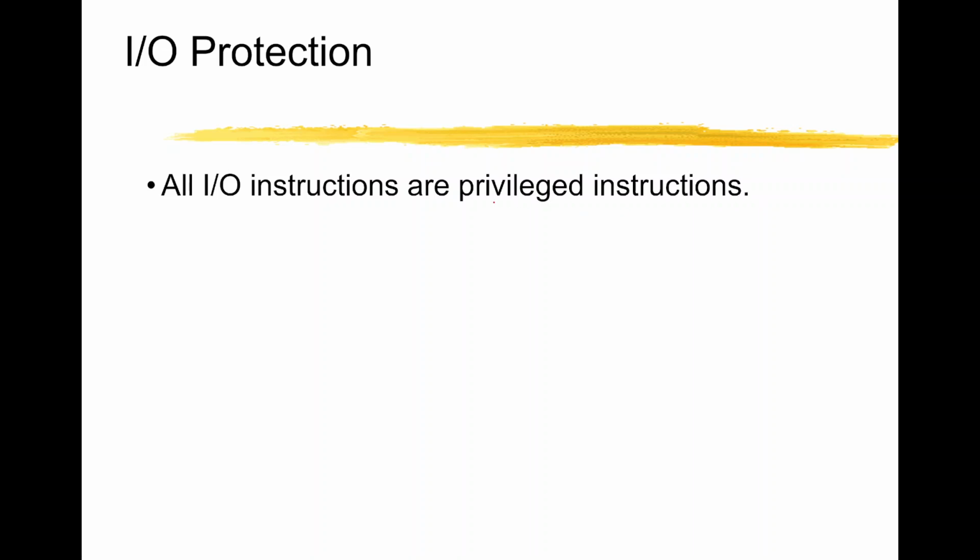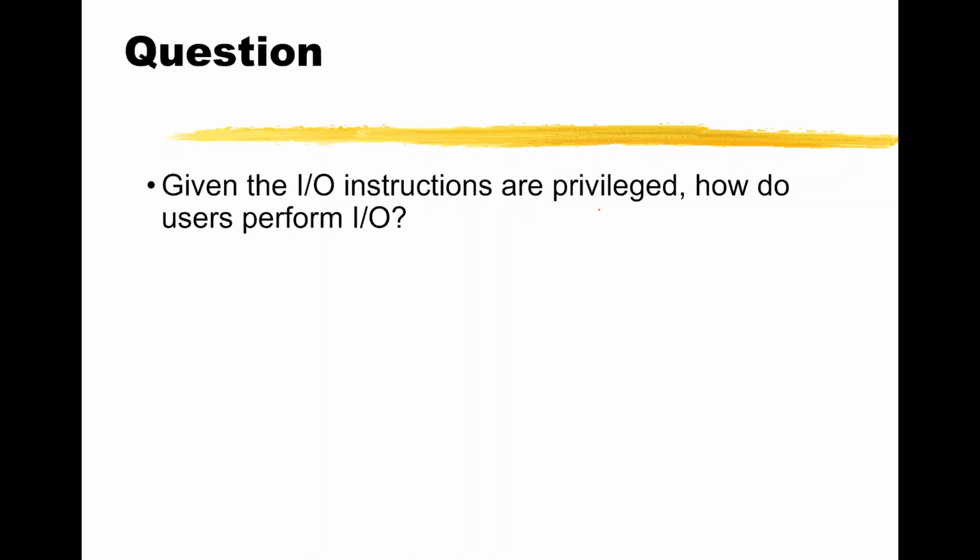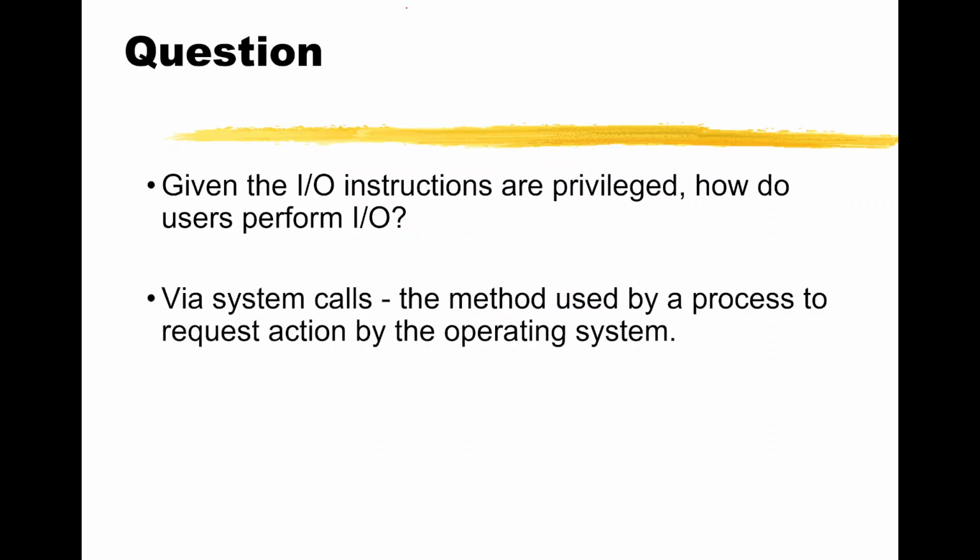So remember, we also said that IO instructions are privileged instructions. Given that IO instructions are privileged, how do users perform input-output? Users use system calls, because privileged instructions usually are handled by the operating system, remember. So your application places a system call on the OS, all right?